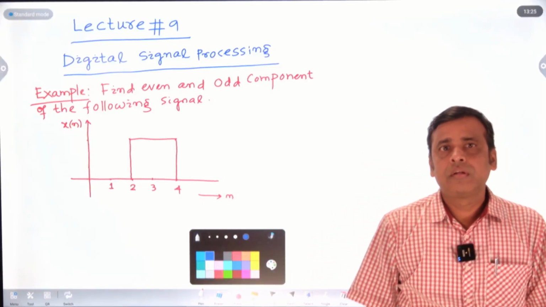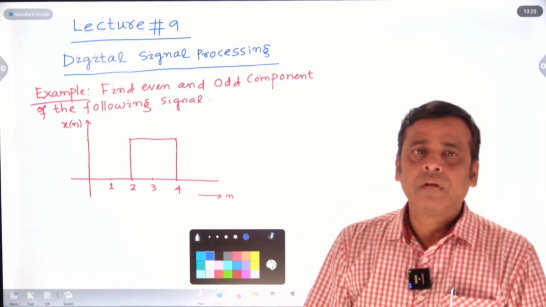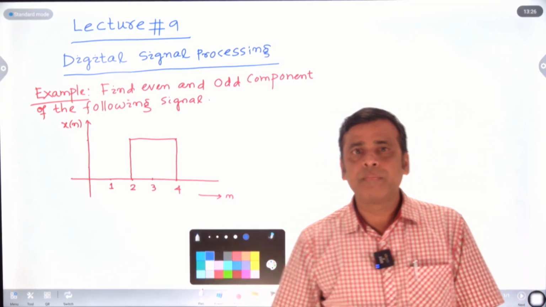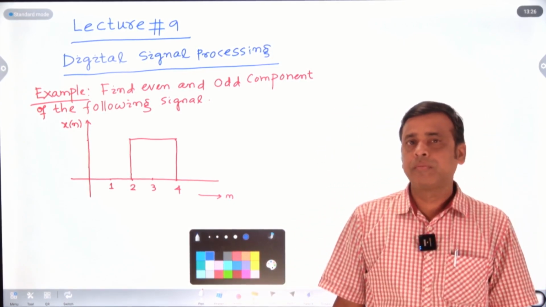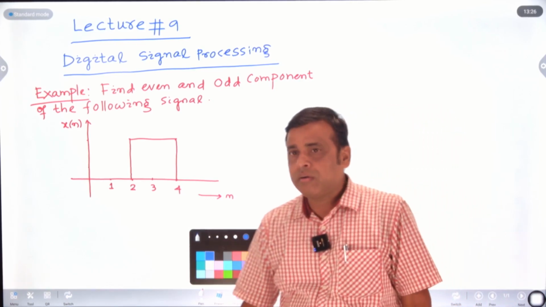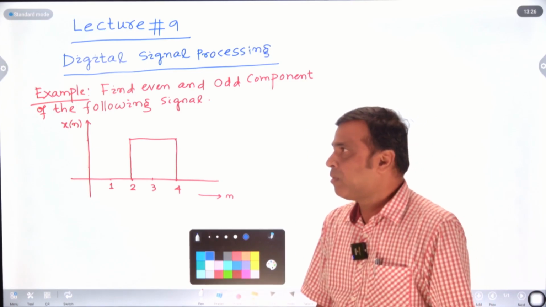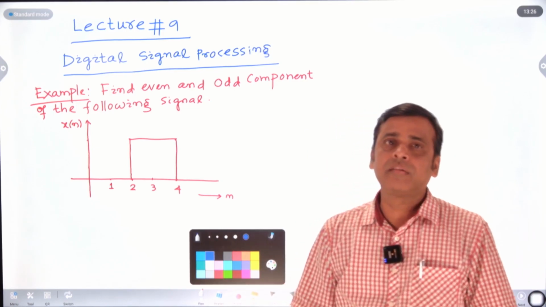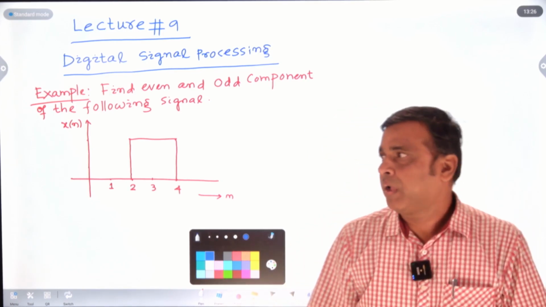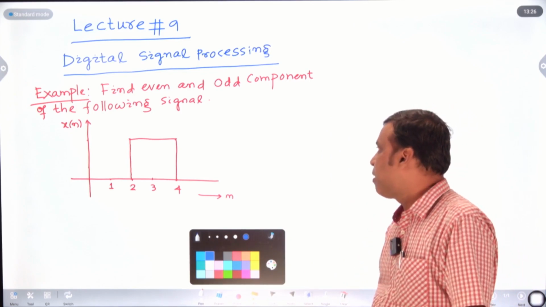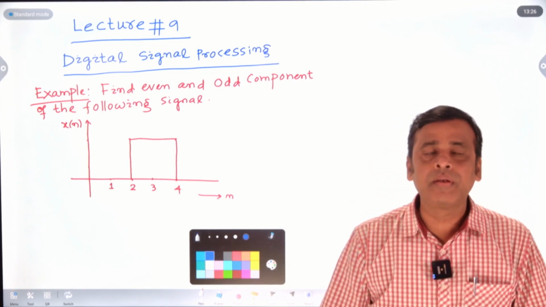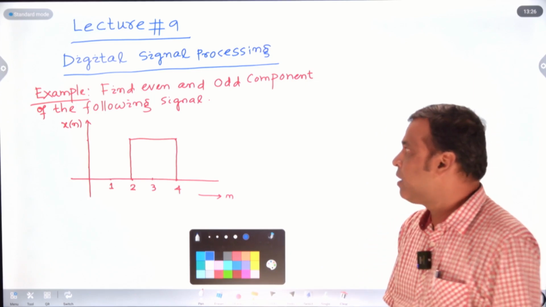Hello students, today we are going to discuss some numericals on how to find the even and odd component of the following signals. Already I told you in the previous class, as far as classification of discrete signals is concerned, how to calculate energy and power of a discrete time signal x of n, and how to find out periodic and aperiodic signals.